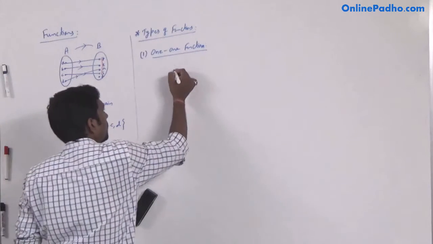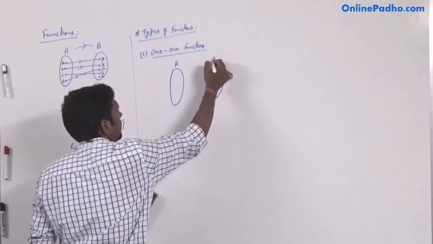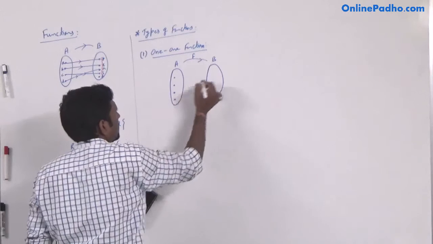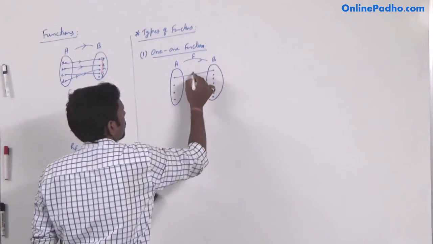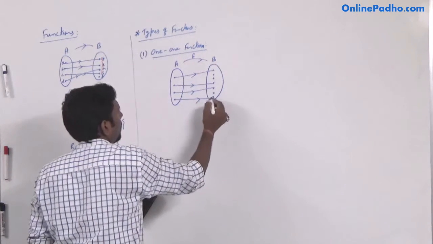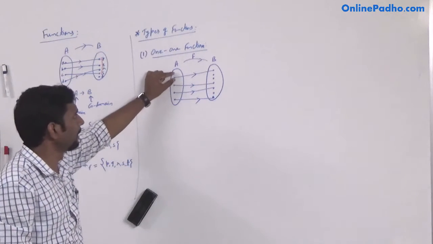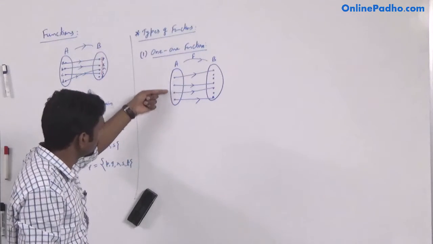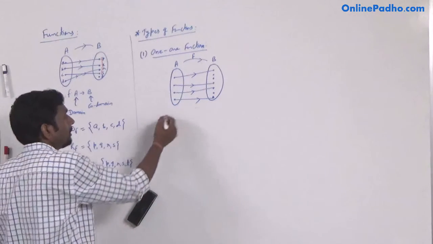So now we have to discuss the one-one function. Let us see from mapping: we have two sets A and B, and this is a function from A to B. These are the elements, and in the codomain, many elements are there. For one element in the domain, there must be a unique image in its codomain. This type of function is called a one-one function. For every element in the domain, there must be an image in its codomain. So we can say that this function is a one-one function.